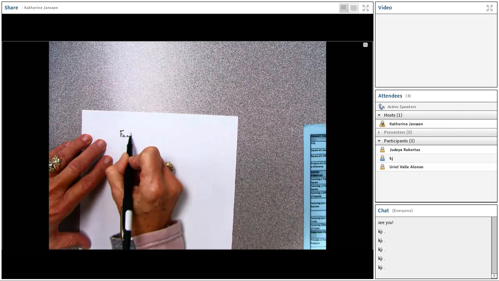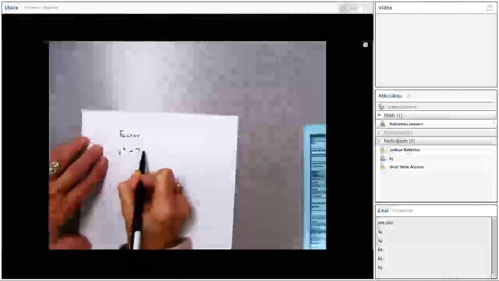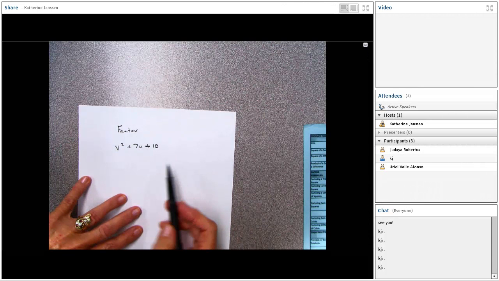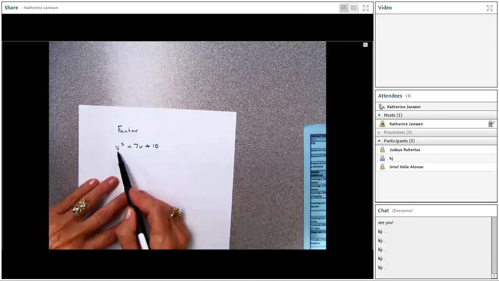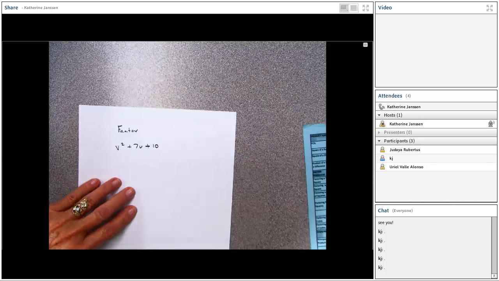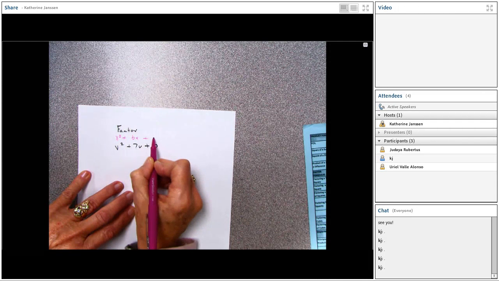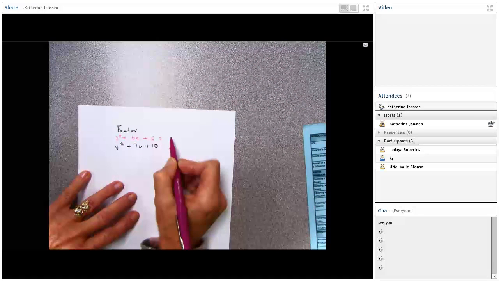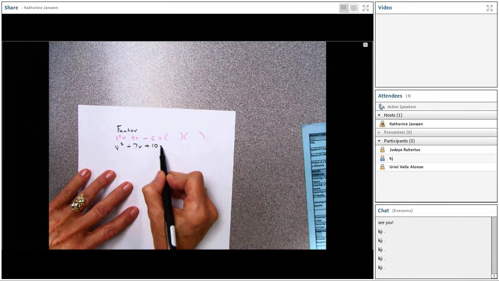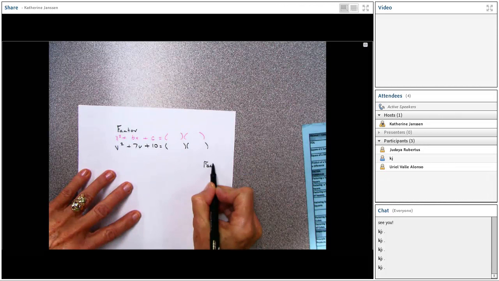Factor b squared plus 7b plus 10. Factor. Well, I recognize that my leading term's highest degree is 2. So I have my form pattern of x squared plus something times x plus a constant, which we expect we can factor as a product of two binomials. So let's build our factor table.